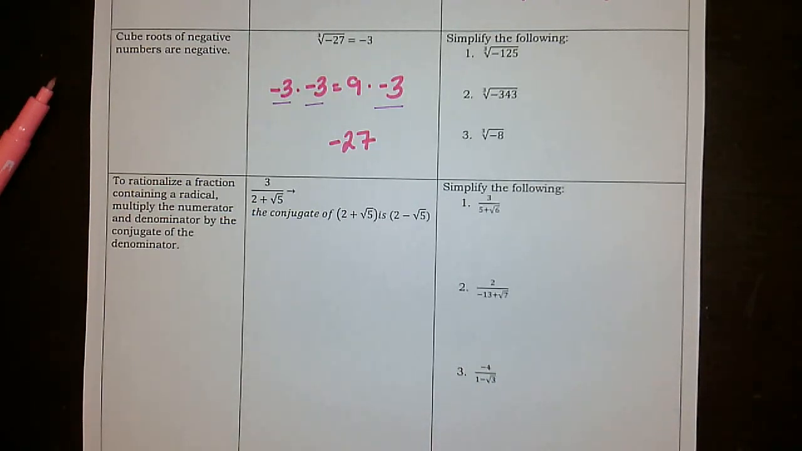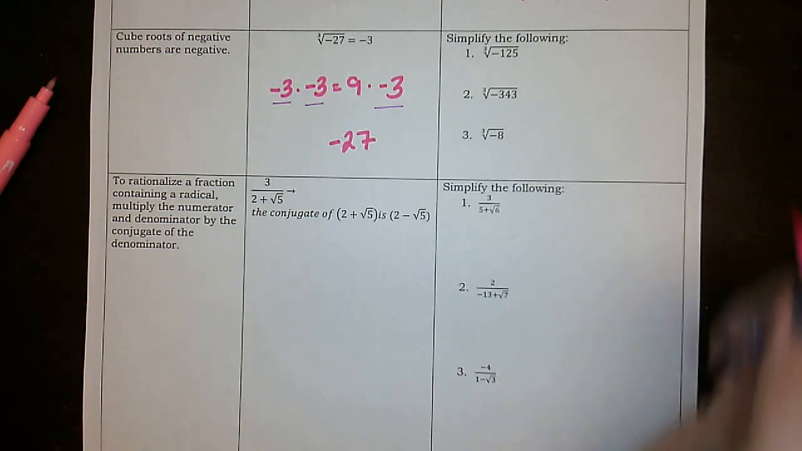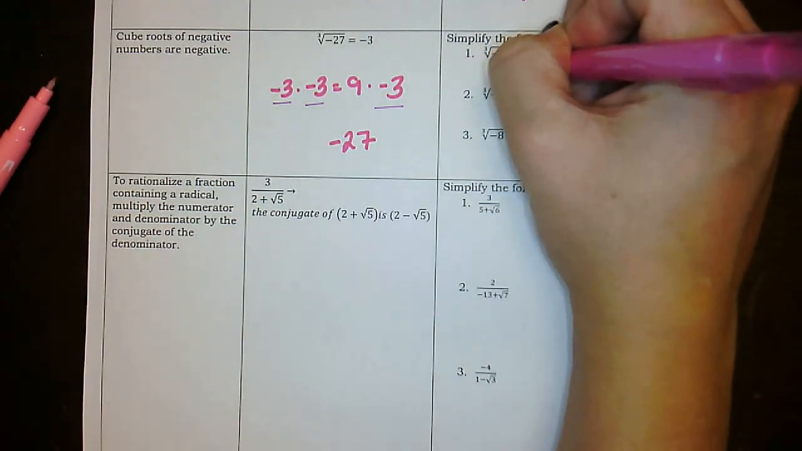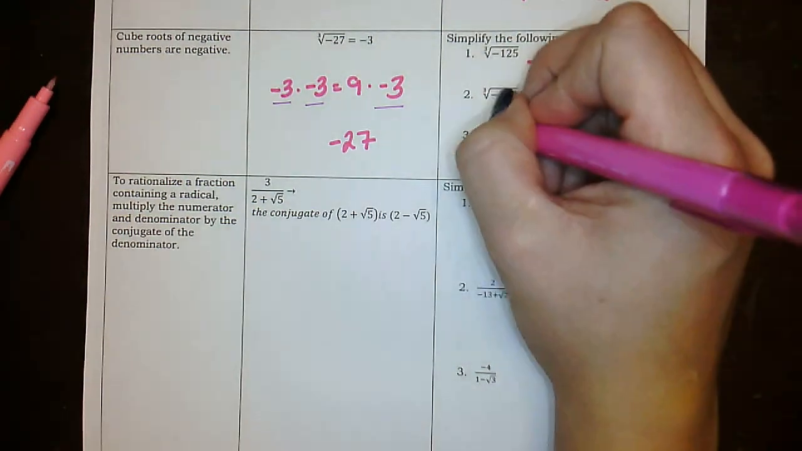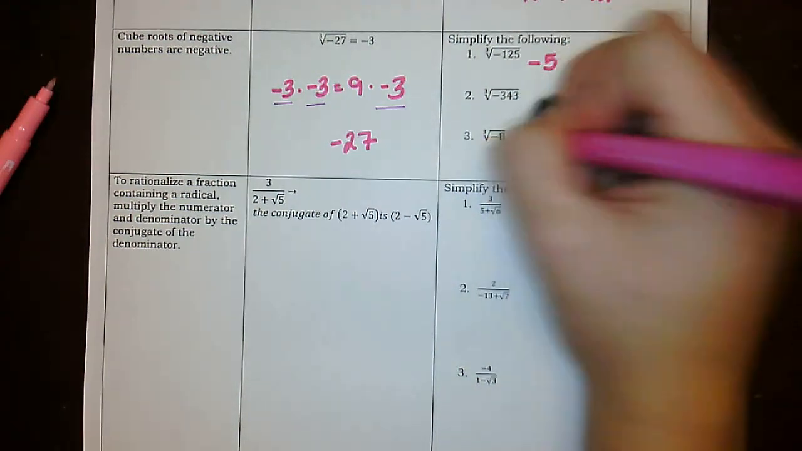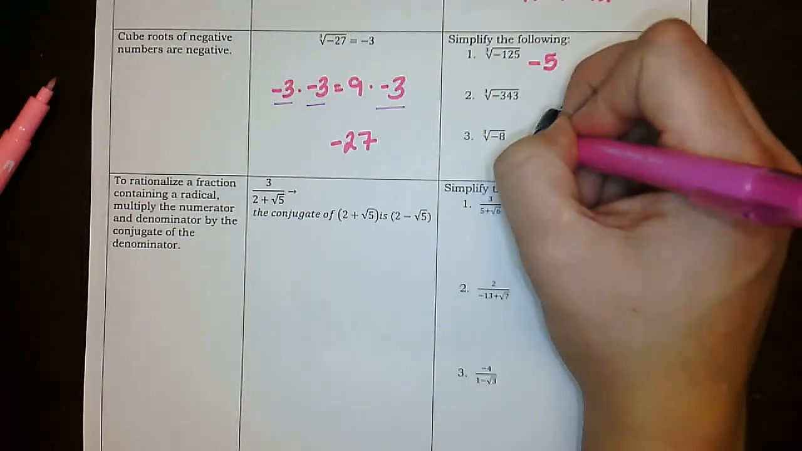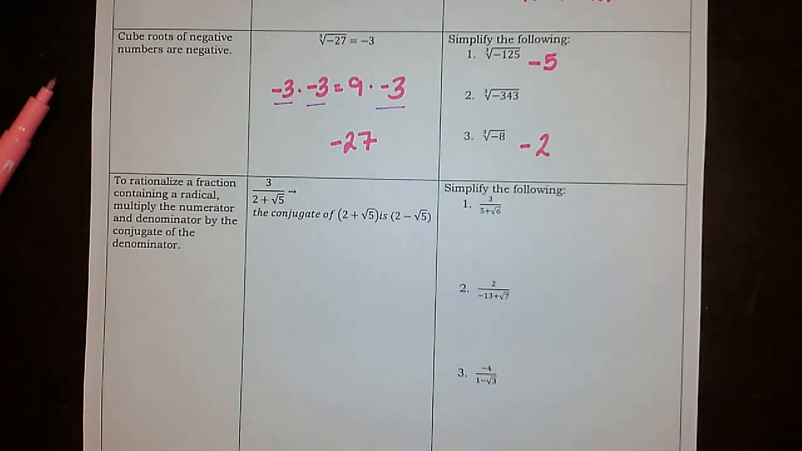So if we do the cubed root, and you can do this on your calculator, cubed root of negative 125 is 5. So it'll be a negative 5. Cubed root of negative 8 is going to be a negative, and then the cubed root of 8 is 2. So you can try this one on your own.